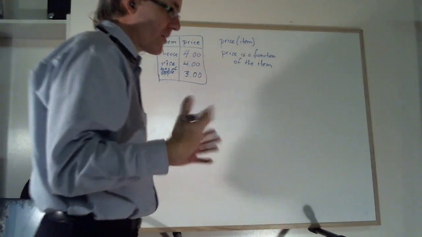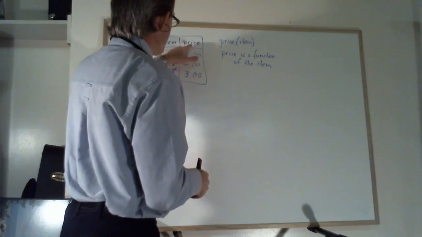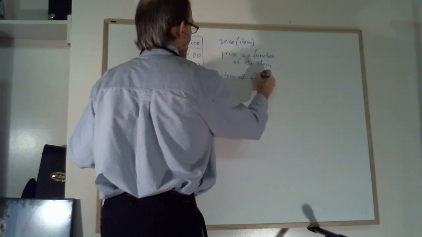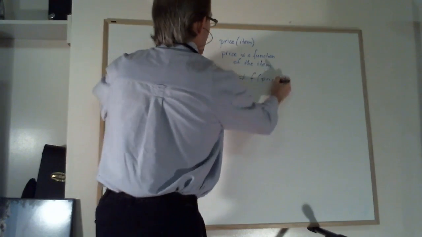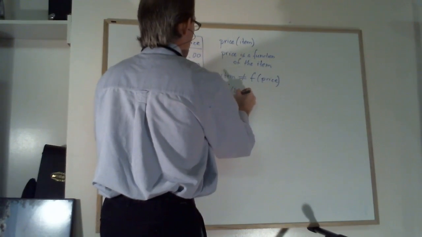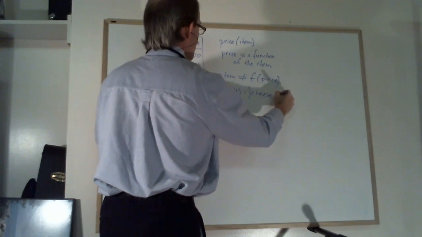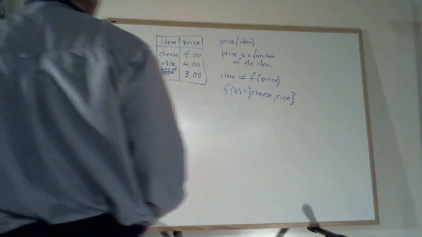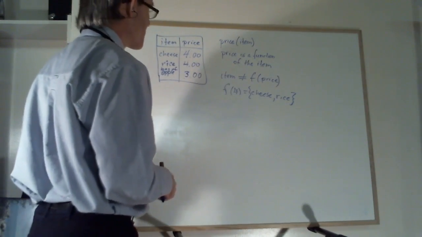But on the other hand, going the other way, the item is not a function of the price. Because you can have for the same value of this price, $4, f of 4 is equal to cheese. So it has two possible outputs, if you like. Two possible values. All right? So that's an example of something which is not a function. It's a relation but not a function.